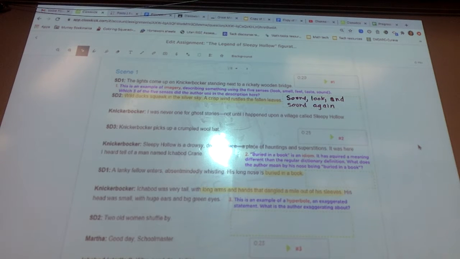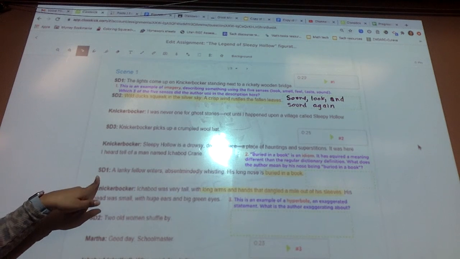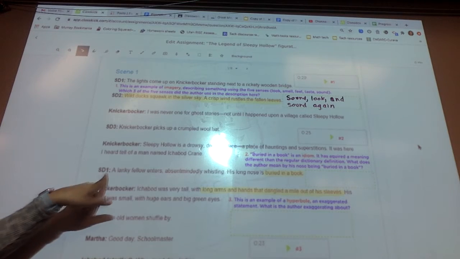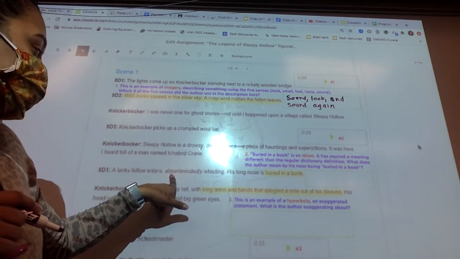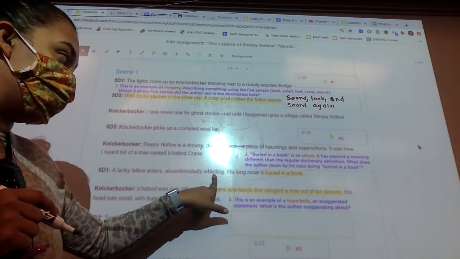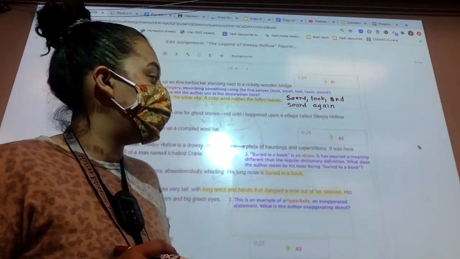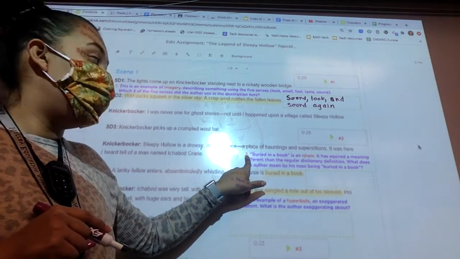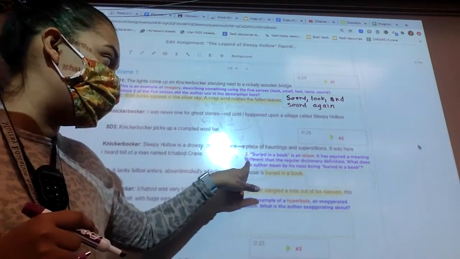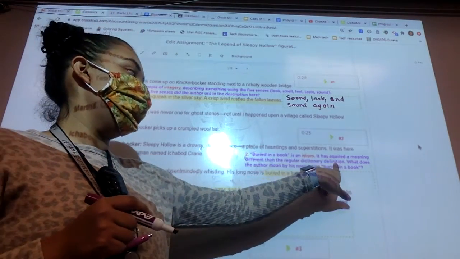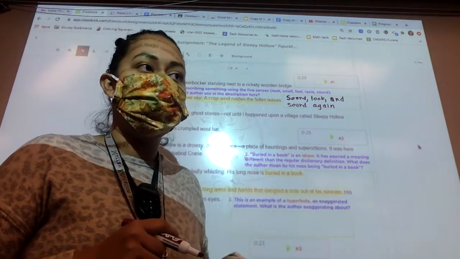Okay, next one. Ledger. Okay, right here, SD1, ready? Yes. A lanky fellow enters, absent-mindedly whistling. His long nose is buried in a book. Okay, so 2. Buried in a book is an idiom. It has acquired a meaning different than the regular dictionary definition. What does the author mean by his nose being buried in a book?